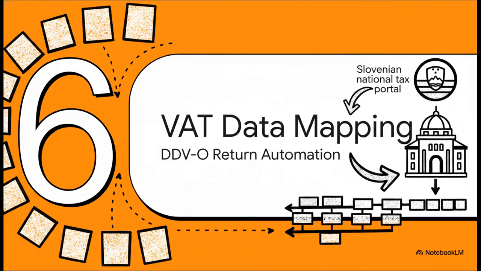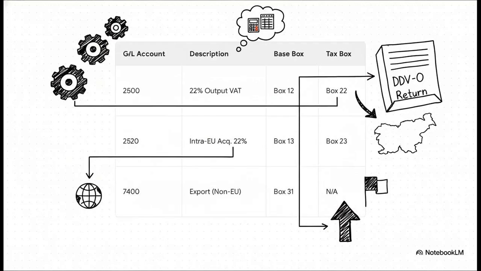Finally, Section 6, VAT data mapping. Let's connect all this architecture to the National Tax Portal. Now, this is where all that rigorous ledger setup really pays off for the end user. If your developers map specific general ledger sub-accounts directly to the national DDVO return boxes, compliance reporting goes from a massive headache to being fully automated.